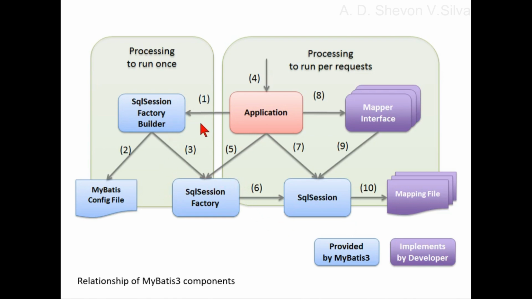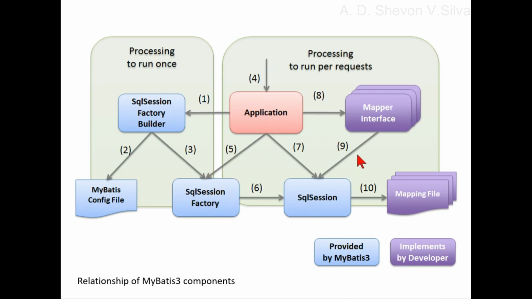Here you can see application is connected to SqlSessionFactoryBuilder. SqlSessionFactoryBuilder, MyBatis config file and SqlSessionFactory are inside processing to run once. SqlSessionFactoryBuilder is connected to MyBatis config file in 2 and 3, SqlSessionFactoryBuilder is connected to SqlSessionFactory. And 4, client is connected to application here.